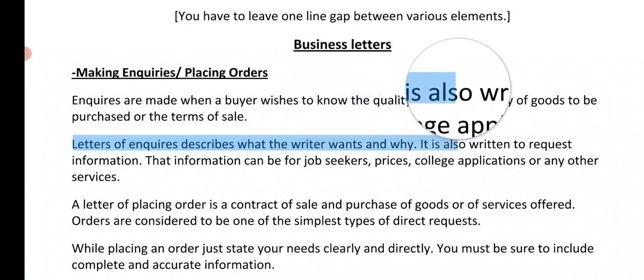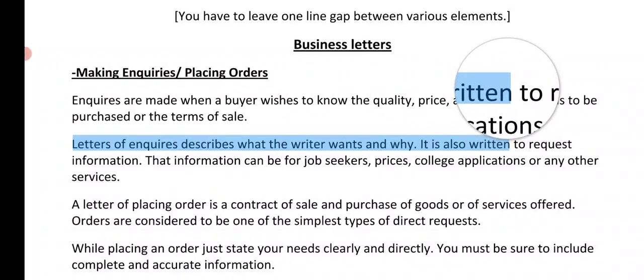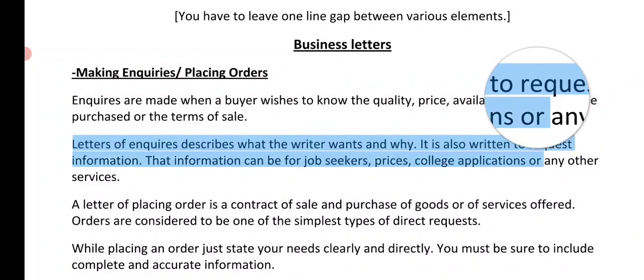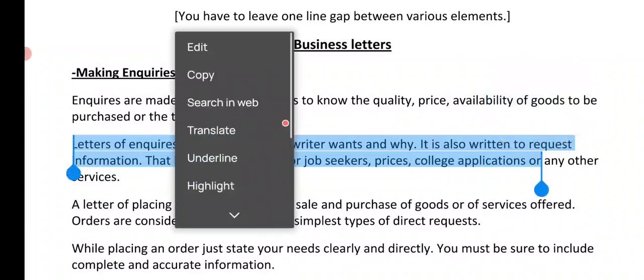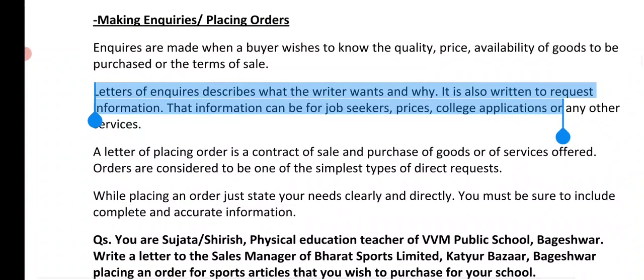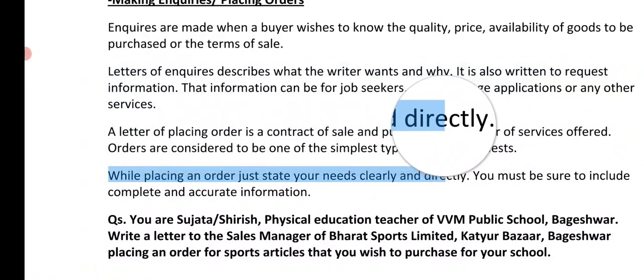That describes what the writer wants. So you will write all the details, and it is also written to request information. The information can be for job seekers when you're looking for a job, or about price, college application, fees, duration, program, etc. And when you're placing an order for the purchase of goods, for football items, for book items, right? You place a direct request. You can also make a box where you write the items, the companies, the numbers, and all that. So it's actually a contract for the sale and purchase of goods and services. So while placing an order, just state your needs clearly and directly.